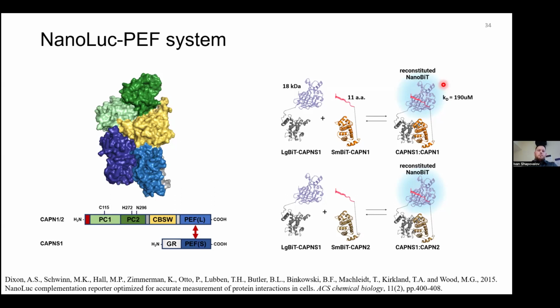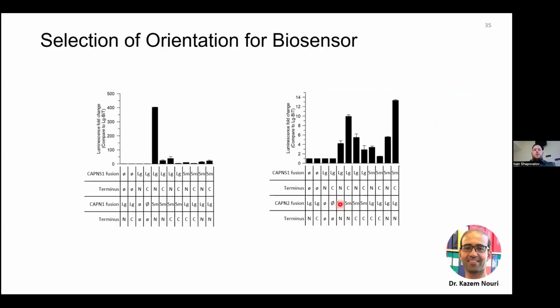This system, because it depends on making these fusion proteins, is somewhat dependent on how you express them: which of your proteins of interest is made as a large bit fusion versus small bit, and whether these are made as N-terminal or C-terminal fusions. Because of that, the first set of experiments I did was with the help of Dr. Kazem Nouri, some of you might know him.